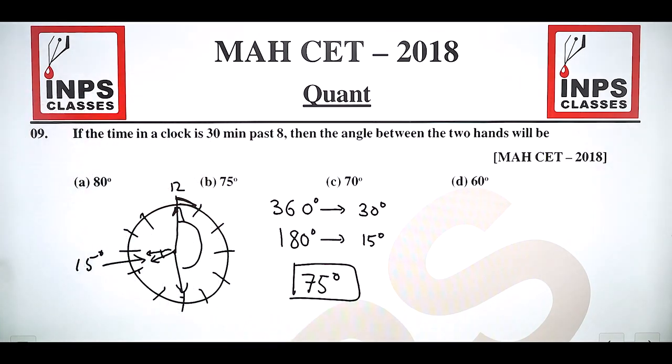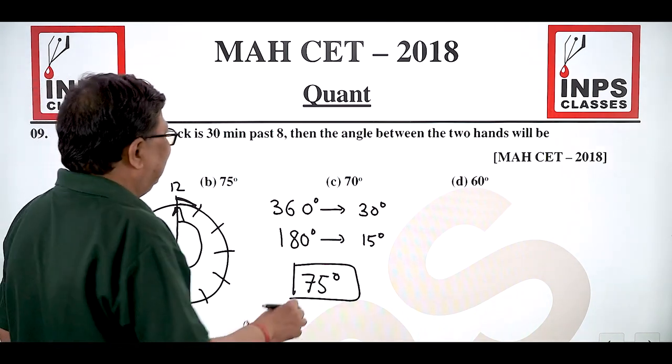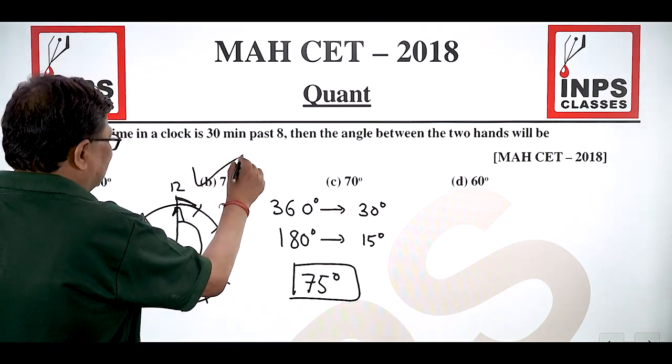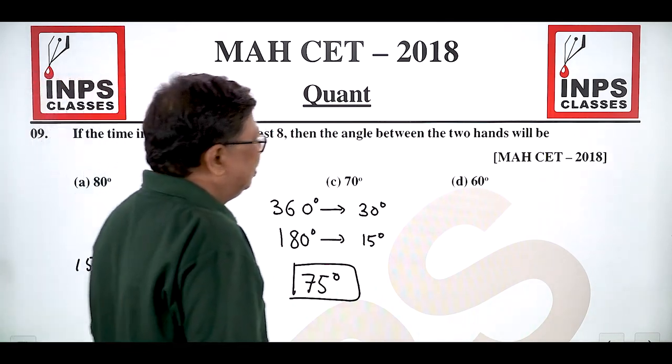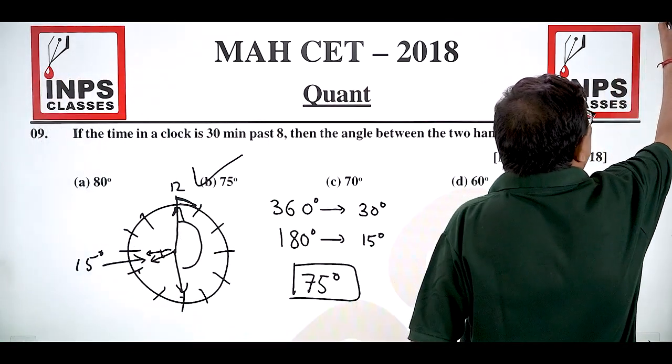I am sure you have understood this. So, the angle between two hands of a clock at 30 minutes past 8 would be 75 degrees. So, B is the answer, 75. Next question.